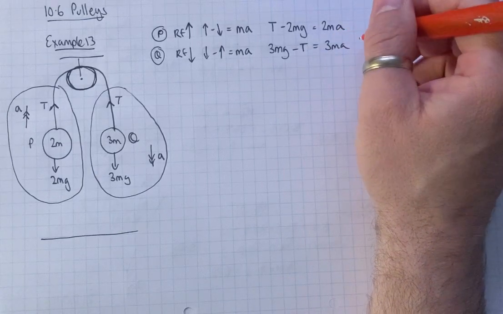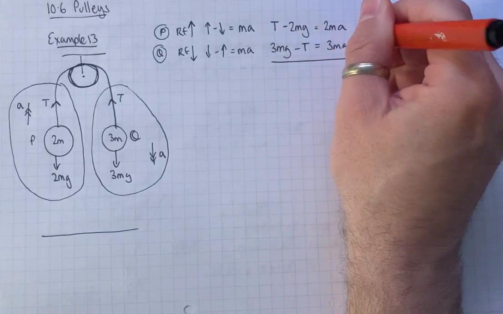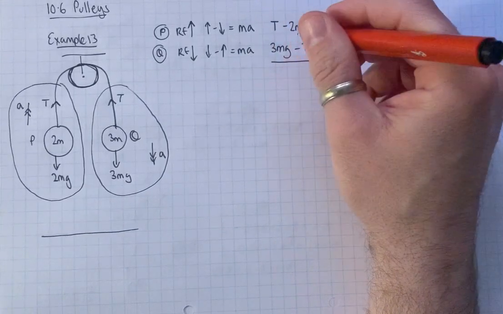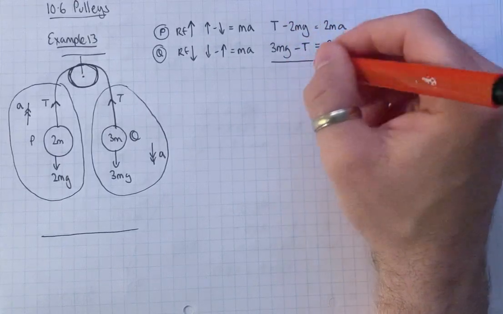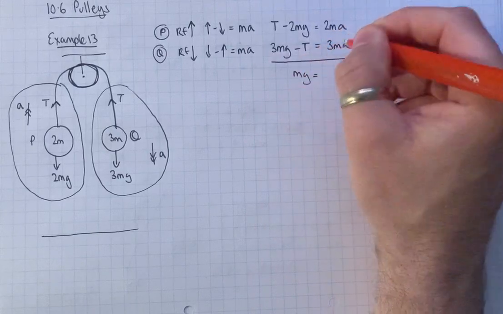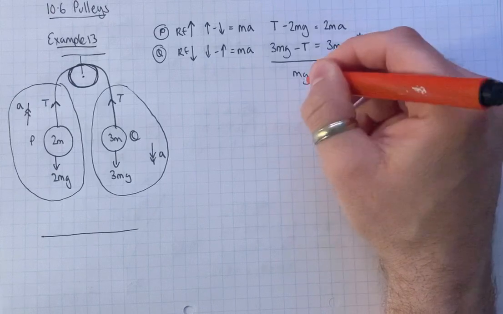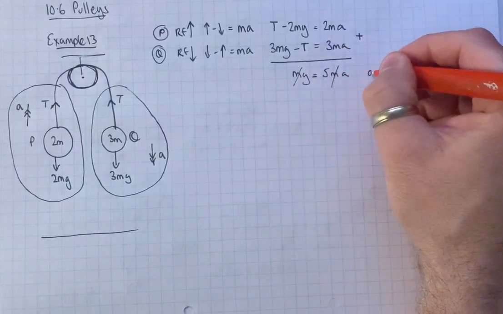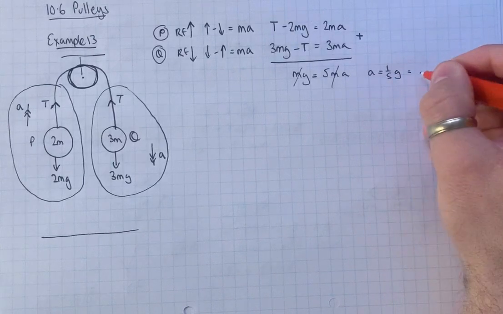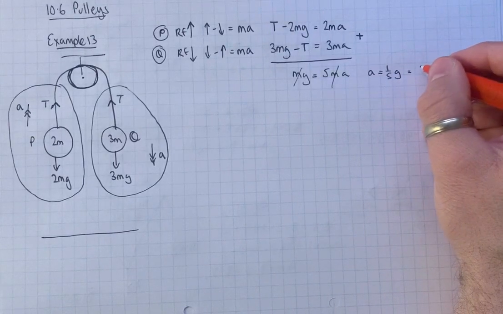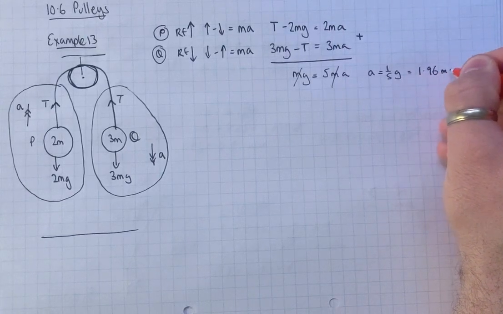Now, in order to work out the tension and acceleration, all I need to do is add these two equations together, because then the tensions will cancel, because T minus T is 0. You've got minus 2mg plus 3mg is 1mg, or just mg. 2ma plus 3ma is 5ma. So the m's cancel, so acceleration must be equal to a fifth g, which will be 9.8 divided by 5, so that's going to be 1.96 meters per second squared.